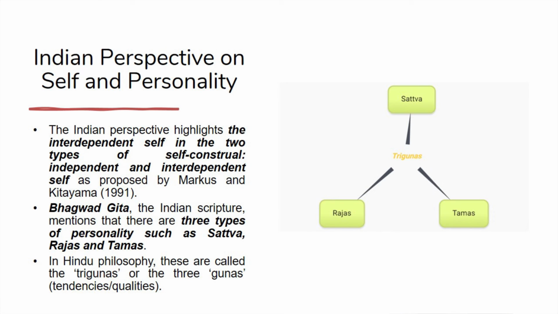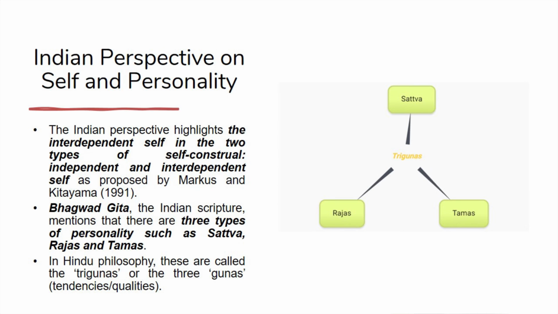On the other hand, the Indian tradition is very different from the Western perspective. In Indian tradition, one tends to look at self as interrelational and contextual. So, according to the Indian perspective, the self is divided into two types of self-construal, named independent and interdependent self, as proposed by Markus and Kitayama in 1991. It focuses on family and social context. It also focuses on the attributes of self and personality as a more plural and fluid form.